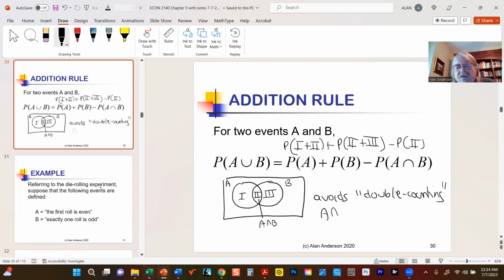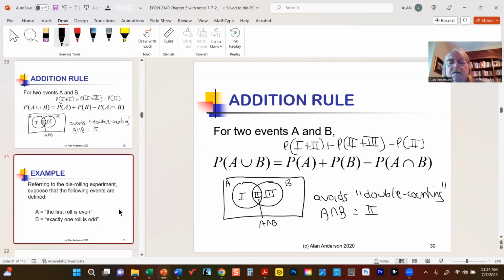The intersection, A intersect B, is also referred to here as 2. That's the reason we have to subtract this intersection. We're not just adding up the probabilities of A and B, because if they overlap like they do here, we'd be double counting their intersection, which is region 2. So the logic behind this rule is that we combine both A and B, but we have to subtract off the common area, because if we don't, we'll be counting it twice.